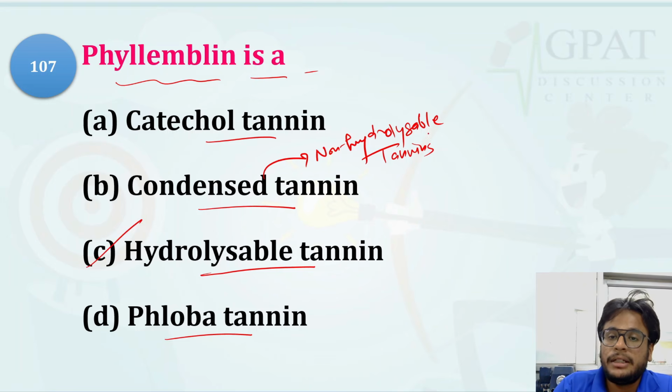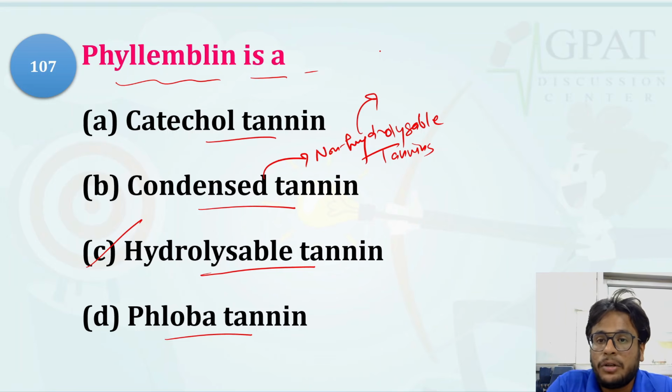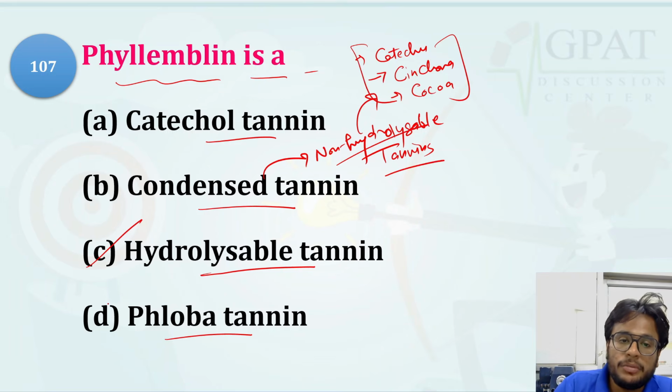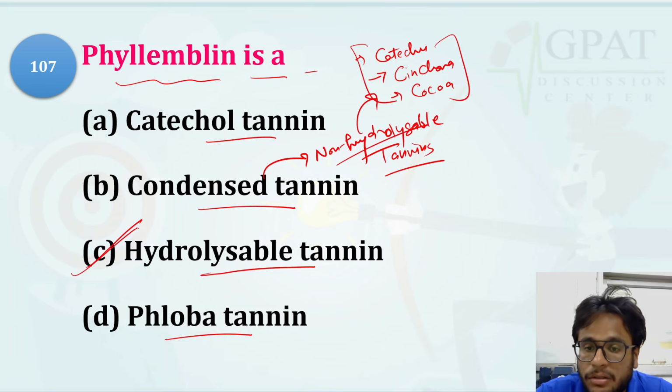Okay, we have to remember some of the important plants that belong to the non-hydrolyzable or condensed tannin category. One of them is catechu. The second one is cinchona, and the third one is cocoa. These are the three plants that belong to the category of non-hydrolyzable tannin. So C is going to be the correct answer.